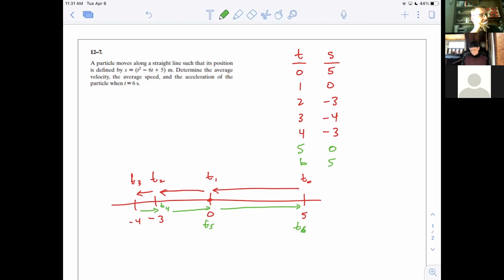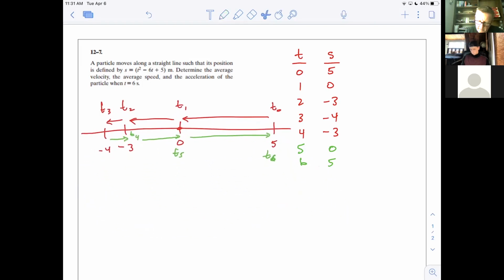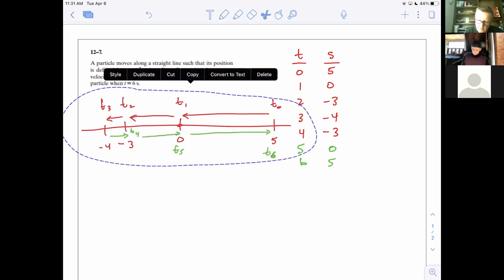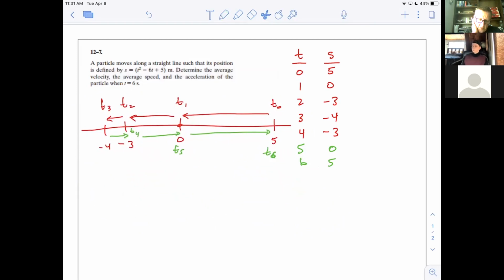So its position is defined by that. Notice I understand a lot that I didn't understand a minute ago. I really kind of feel like I have a sense of what this thing is doing now. It's just kind of flying along. Interesting. But then what do they ask me? Okay, so determine the average velocity, the average speed. Wait, speed, velocity? Is it speed and velocity the same thing?